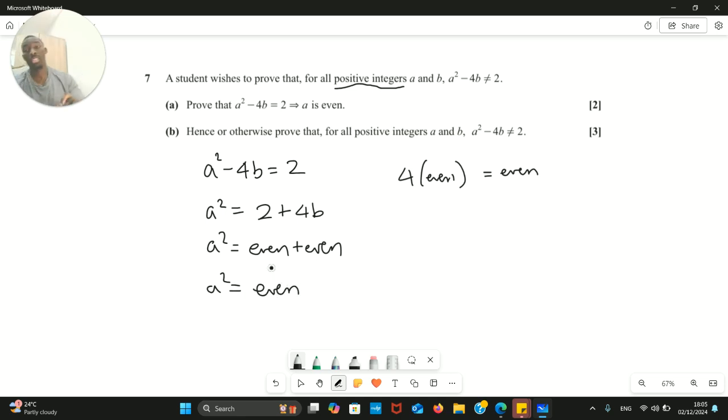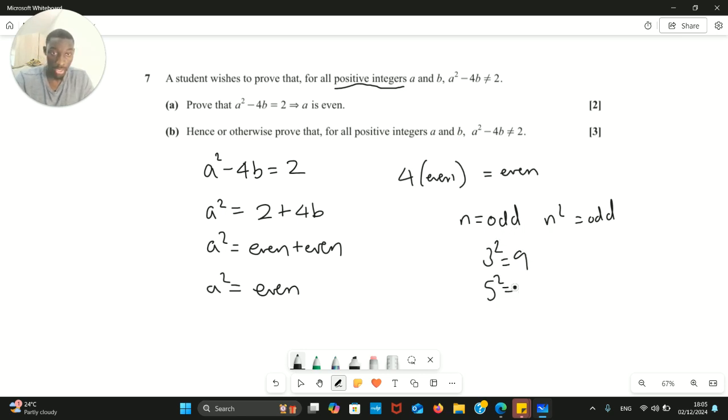Now, as you saw in the previous question, if I know n is odd, then n squared is going to be odd as well, because we looked into square numbers. For example, 5 is an odd number. Square 5, you get 25. 3 is odd. 3 squared is 9. 7 squared is 49. 9 squared is 81. And so forth. 11 squared, 121. So if you have an odd number and you square it, you're going to get an odd number.